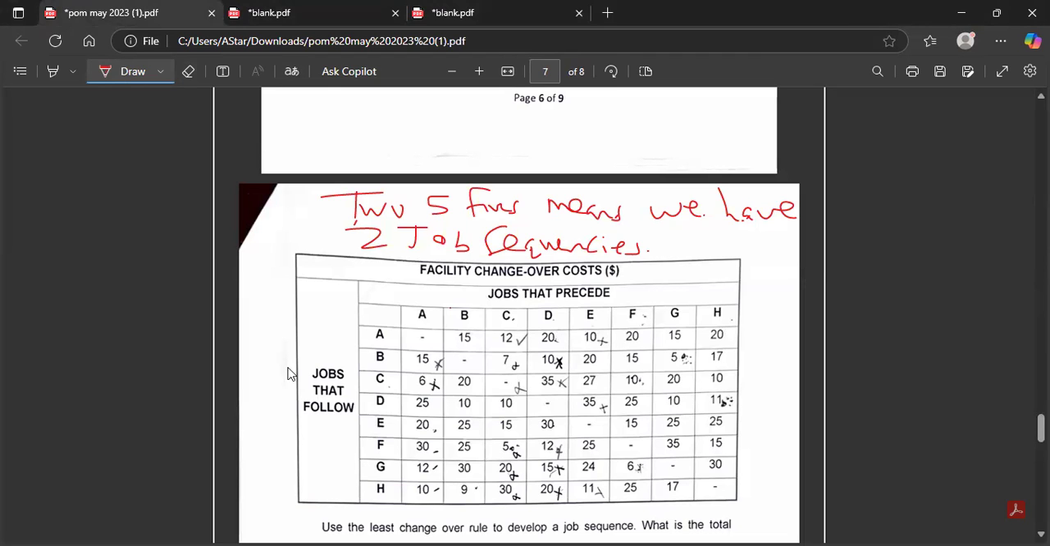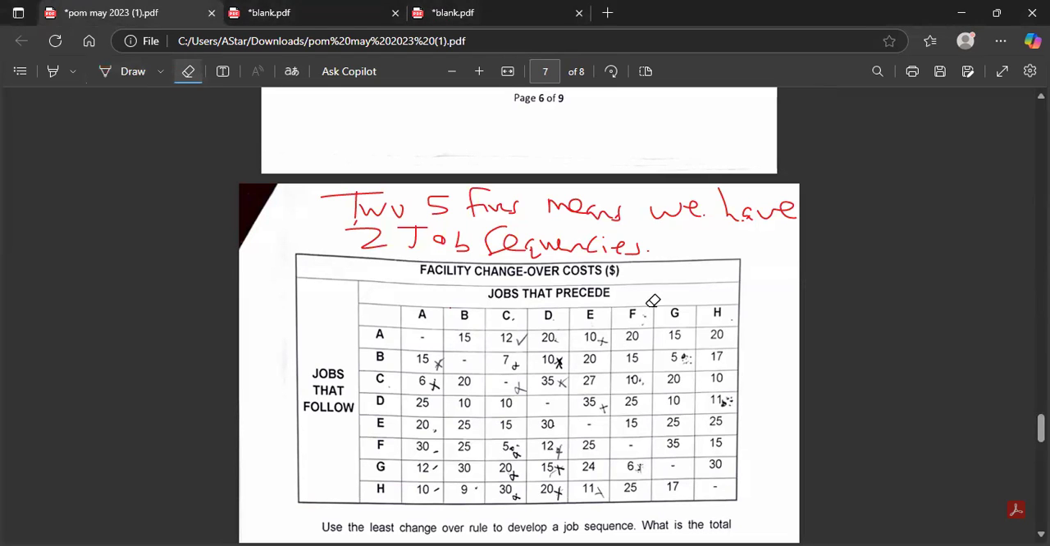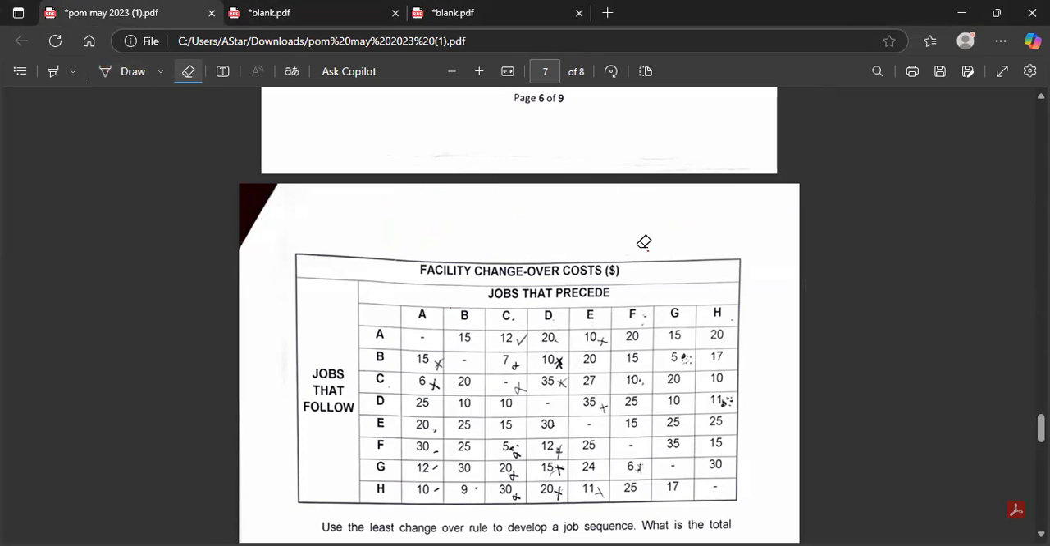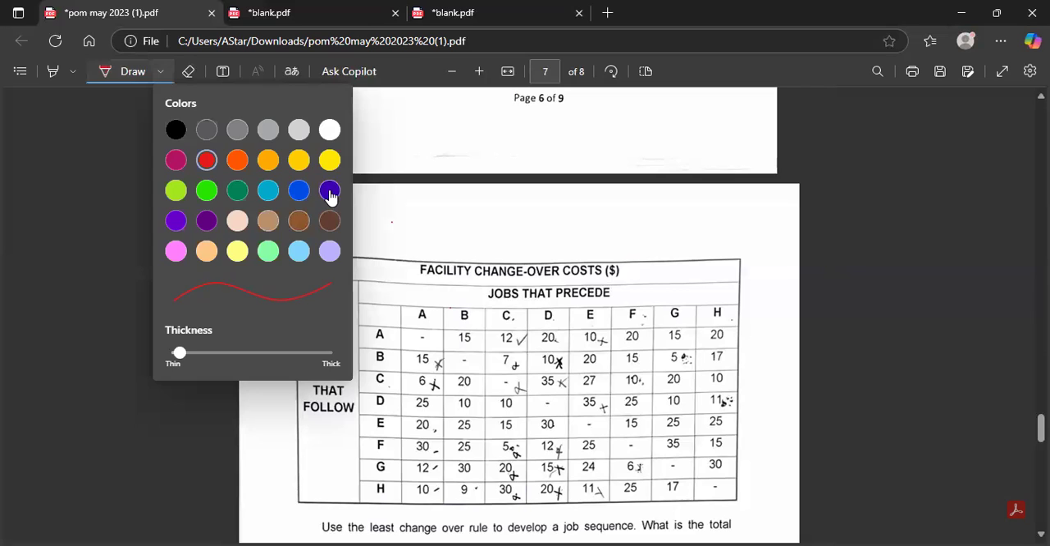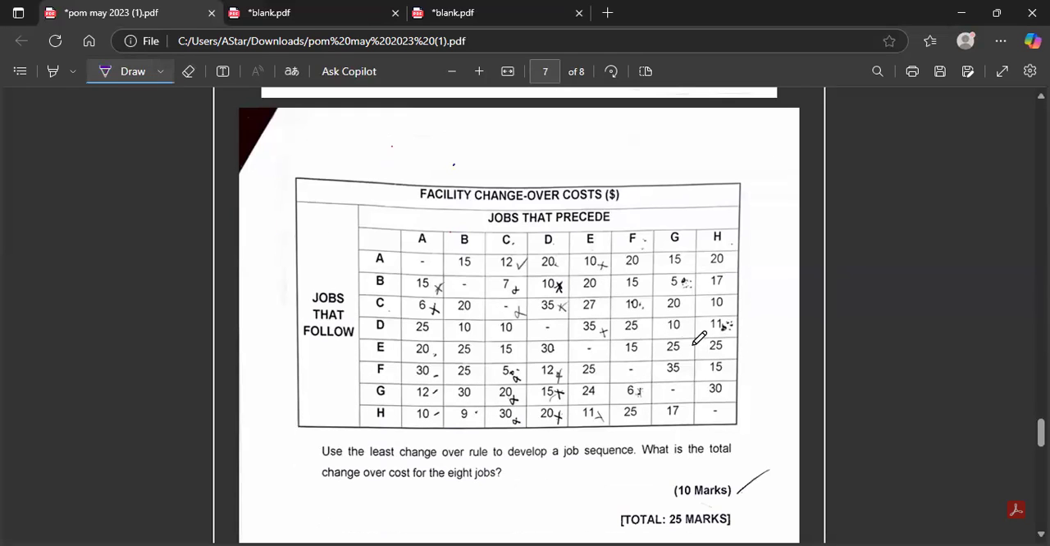Yes, let us start now with the smallest cost here. We said there are 2 of them. So which one is it? There is a 5 here and a 5 here. Do you have another 5 or just those? No, it's just those 2.